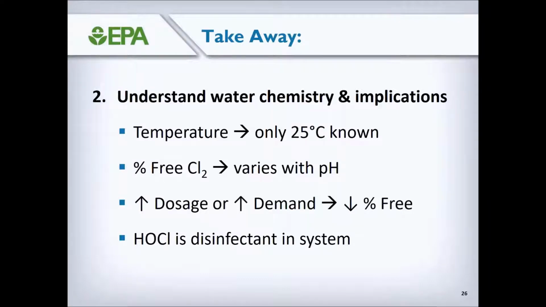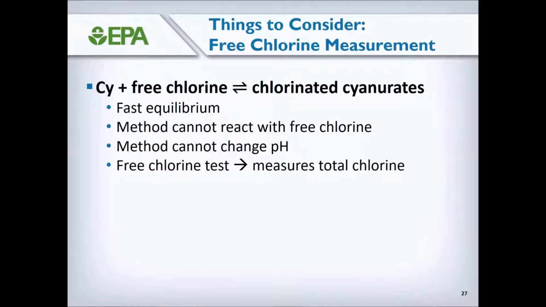The major points are that we know the water chemistry at 25 degrees Celsius, therefore we can calculate the percent free chlorine, and it varies based on several factors. And that hypochlorous acid is the important disinfectant in these systems still. Now I want to move on to some things to consider about dichlor and trichlor. And the main thing I want to talk about is this issue of knowing the true free chlorine concentration in these systems that I mentioned earlier.